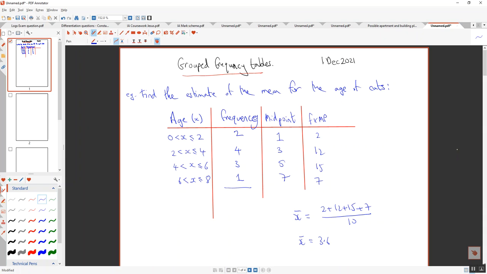Why is it an estimate? Because we don't know the exact values for the ages.